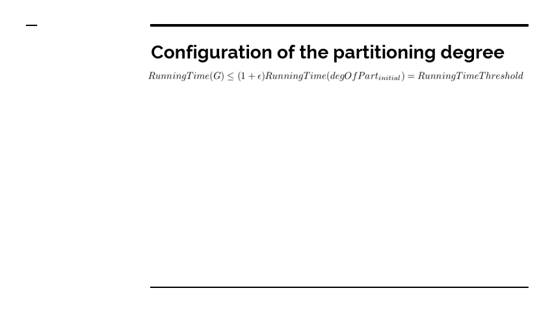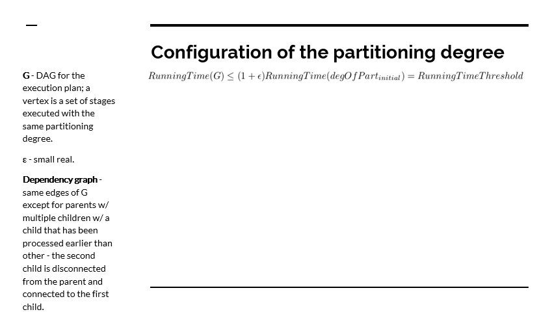Now consider the directed acyclic graph G for the execution plan, where each vertex represents a set of stages executed with the same partition degree. The goal is then to find the optimal partition degree for each vertex that minimizes the resource consumption and maintains the execution time lower than the execution time for the initial degree. The algorithms developed worked on top of the dependency graph of G.